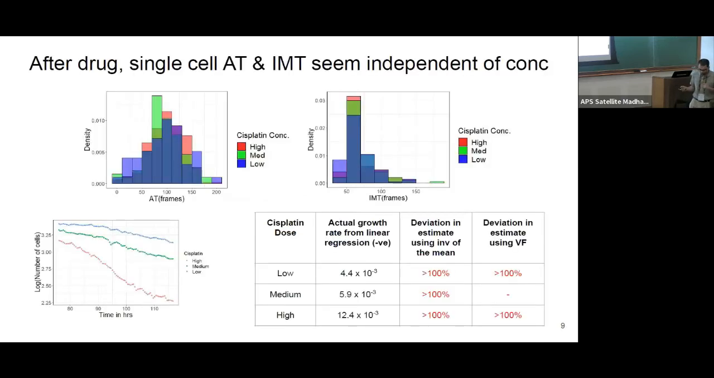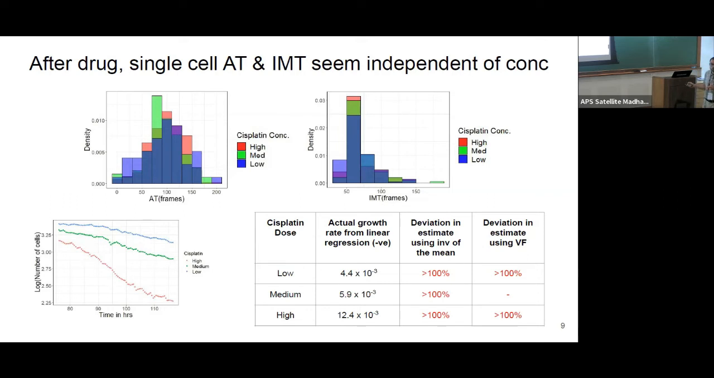Now, after the addition of the drug, first of all, we were surprised to see that both the distributions for the apoptosis time as well as for the intermitosis time, for all three different concentrations of the drug, remained nearly identical. But this was not so for the population decay rate. You can see that they have very distinct slopes. So, as expected, we were not able to estimate with good accuracy the population growth rate from single cell division and death times.